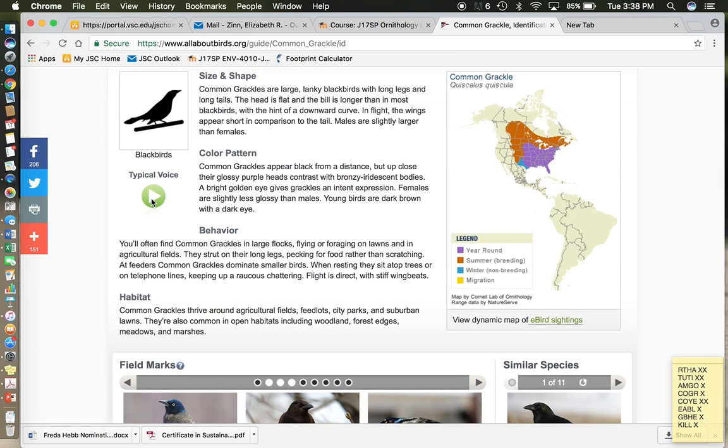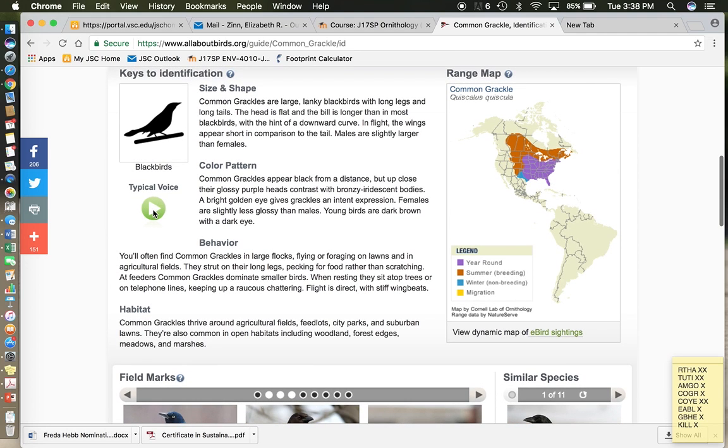They're in the blackbird family, and blackbirds in general have a very raspy sound to their voice, and this is certainly a raspy voice.